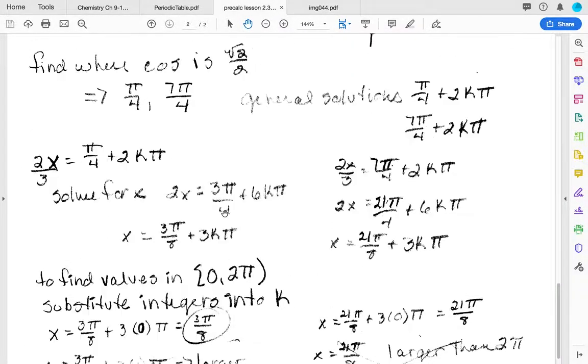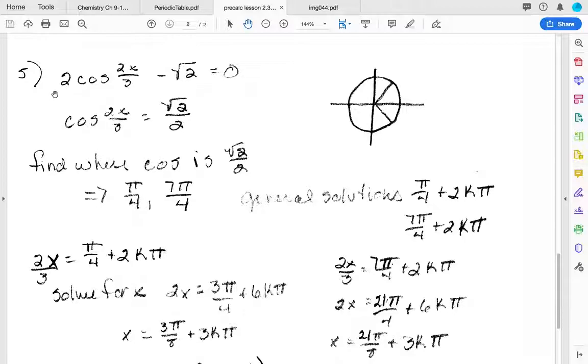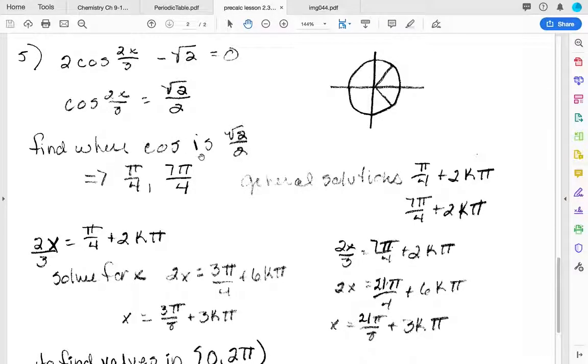And my last example here is a little bit longer. It is 2 cosine 2x over 3 minus square root of 2 equals 0. Now note this one's a little different because after the cosine I don't just have an x, I have 2x over 3. So in this example we're going to look at how to address that. So I first add my square root of 2 and divide by 2. So I have cosine of 2x over 3 equals square root of 2 over 2. So I want to find where cosine is square root of 2 over 2. Well, that happens at pi over 4, and at 7 pi over 4 for my solutions 0 to 2 pi.